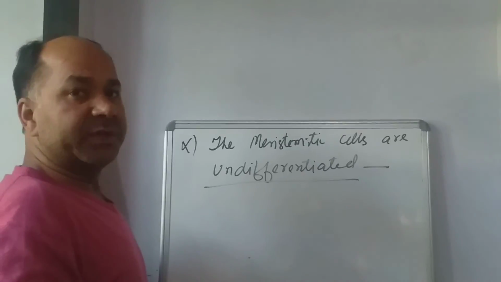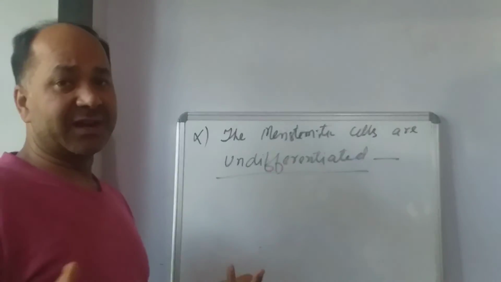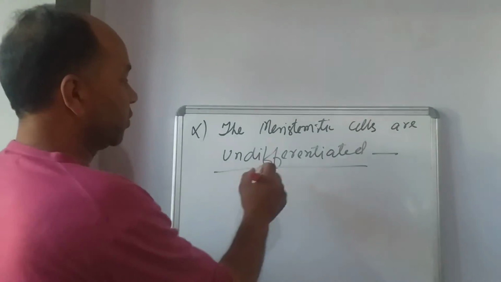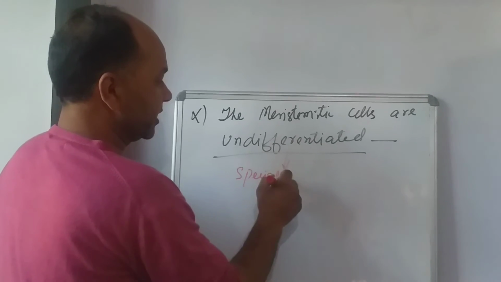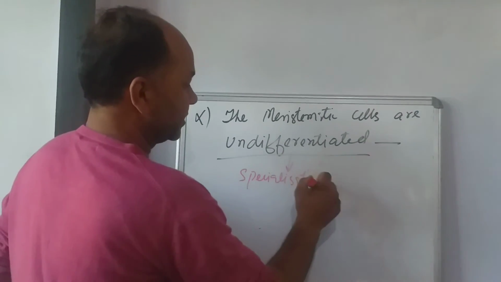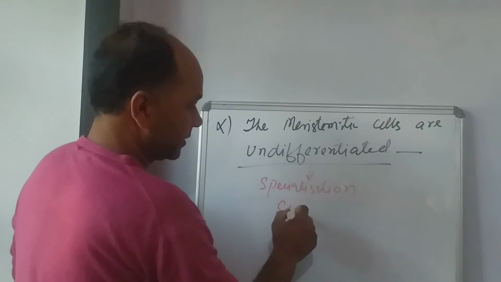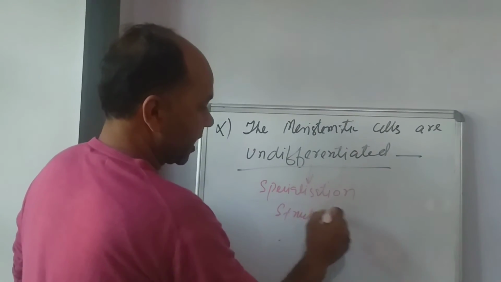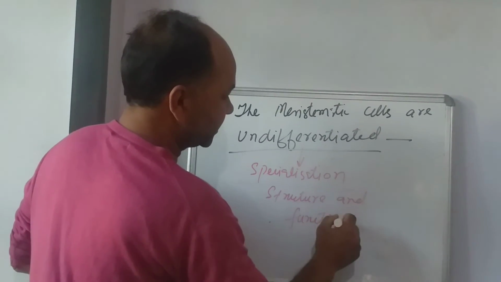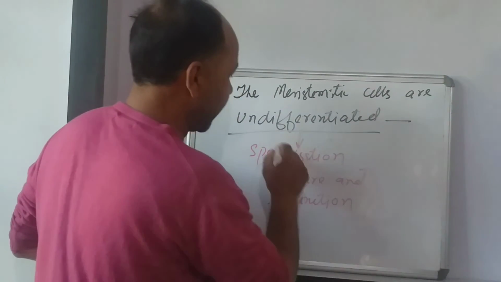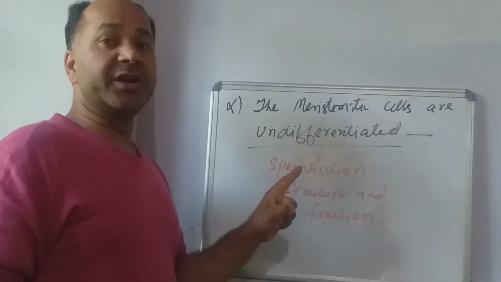Another important feature of these meristematic cells is that these cells are undifferentiated in nature. What does undifferentiation mean? It means they do not have specialization in their structure and in their function. This specialization of structure and function is known as differentiation, but this differentiation is totally absent in meristematic cells. That is, these cells are undifferentiated in nature.